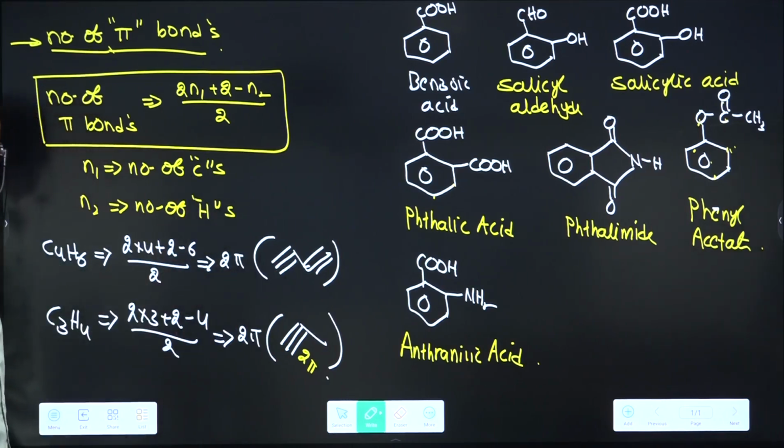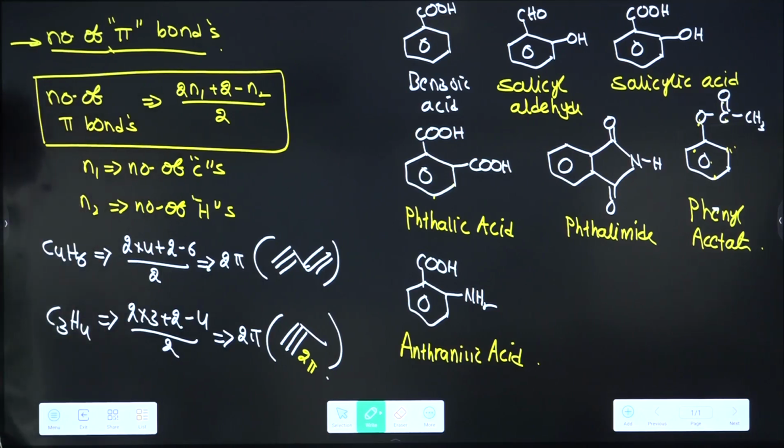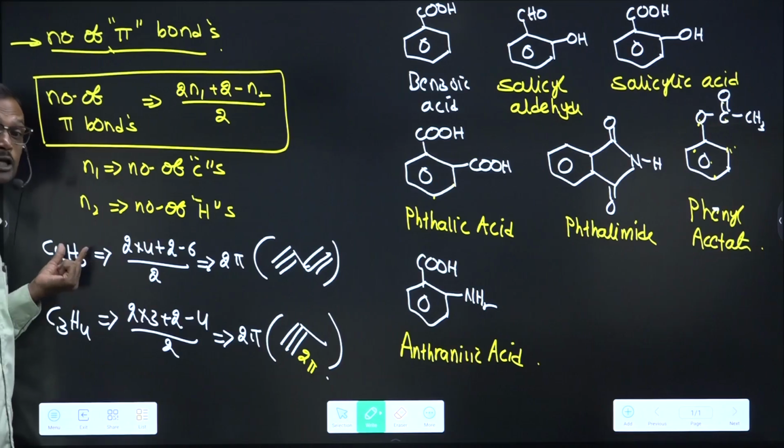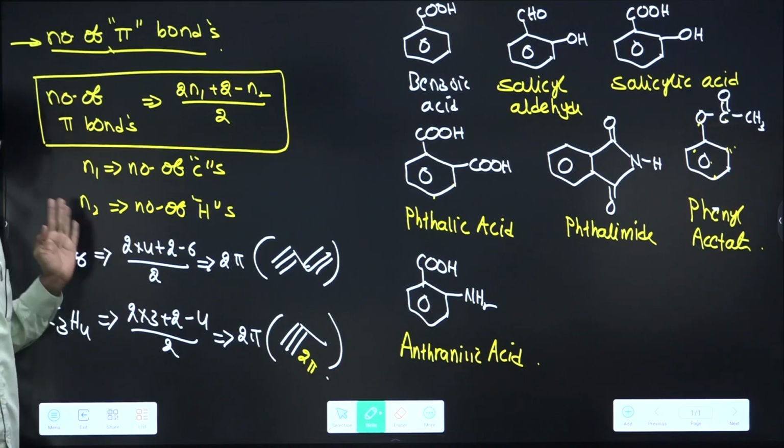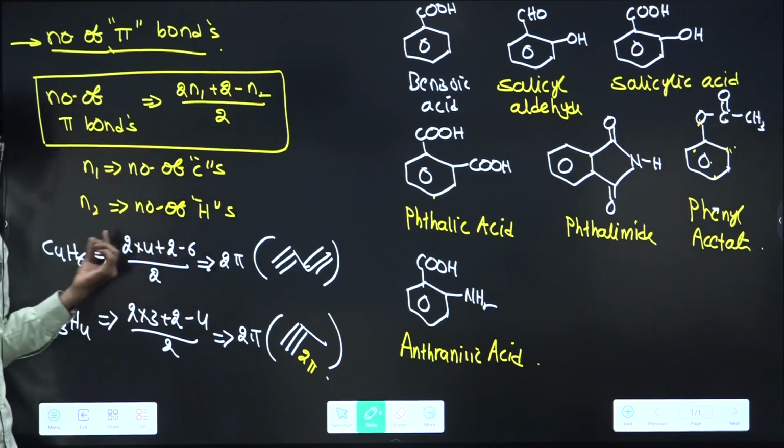How is it possible? See the formula. Formula will not match. Be careful with the formula. If I write a triple bond, does the formula match? No. With respect to this formula, maximum 2 pi you can write. That is the intention. Clear? So don't think, sir, I want to create one more double bond, one more pi bond. You can create, but the formula will not match.